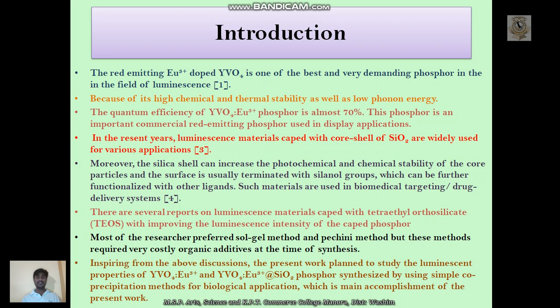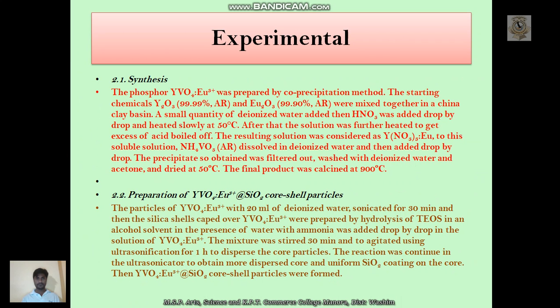The co-precipitation method is very easy and low cost, and the chemical additive used in this method is very low cost, so the material becomes a very low cost material. In the experimental section, the co-precipitation method requires oxide. This oxide is mixed in a China clay basin. A small quantity of water is added, HNO3 is added drop by drop, and heated at 50 degrees Celsius.